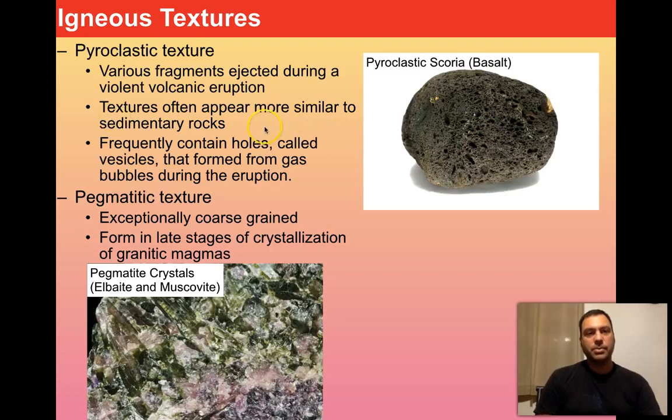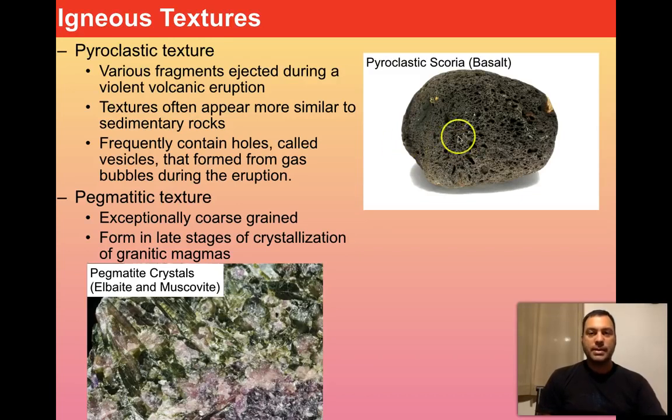Textures often appear more similar to sedimentary rocks. That's not atypical. You can actually go to a cinder cone and you will see layers that look like sedimentary rock layers. They frequently contain holes called vesicles that formed from gas bubbles during the eruption. So yeah, you can see this is clearly coming out of a volcano, and it had a lot of gas in it at one time.